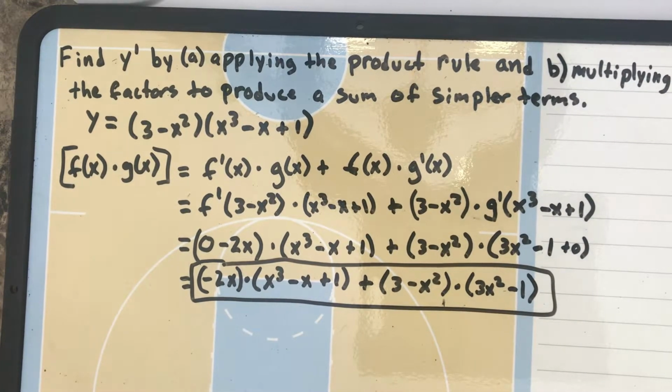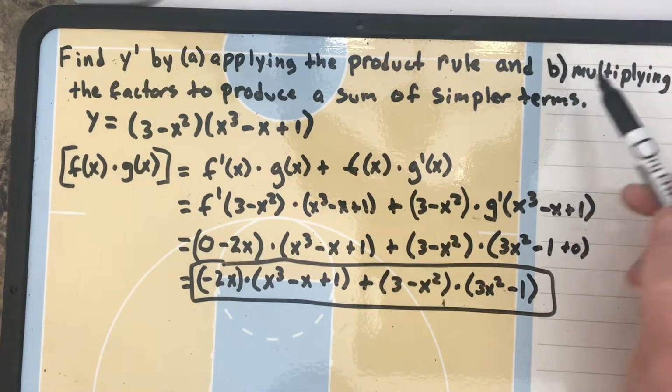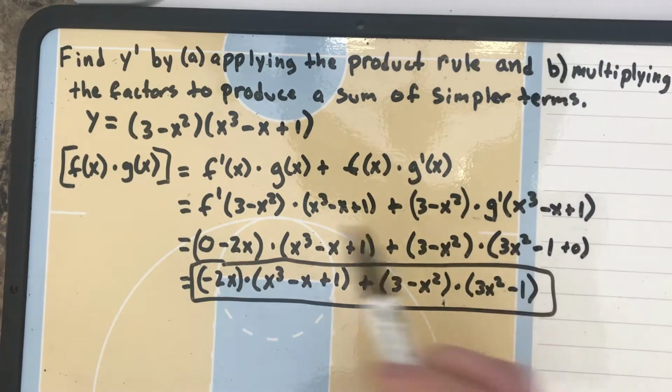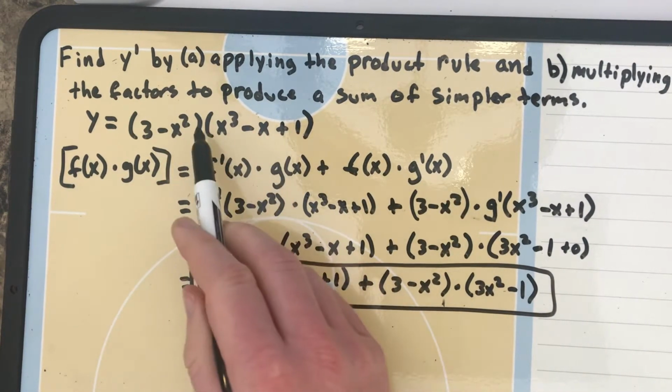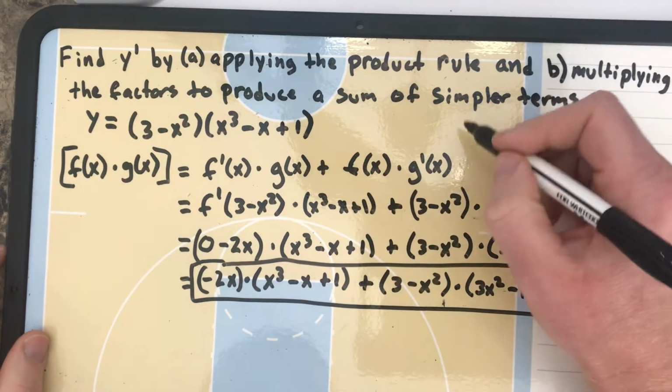The second part of the problem now, they're going to ask us to find the derivative, but they want us to multiply the factors to produce a sum of simpler terms. So they want us to take the original expression and multiply it out. So I'm going to write this original function here. Let's write that right here.